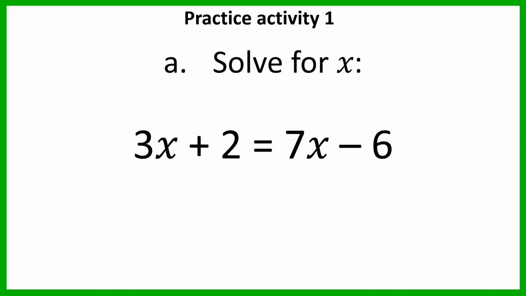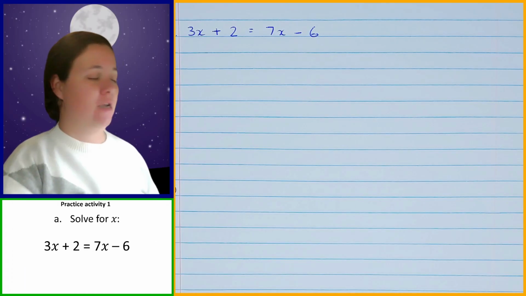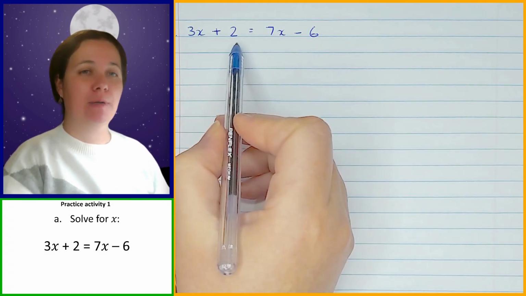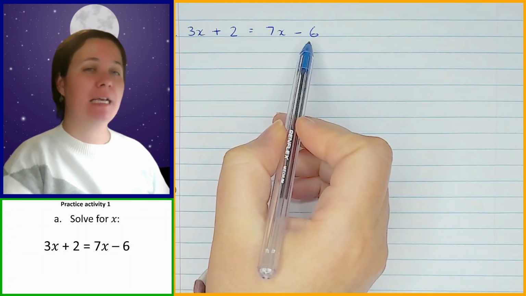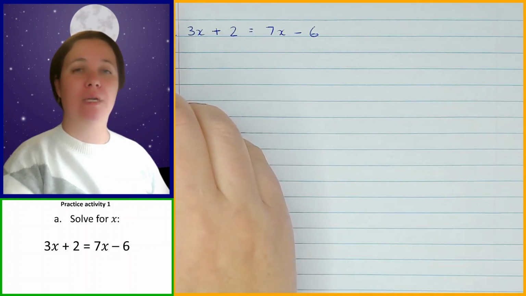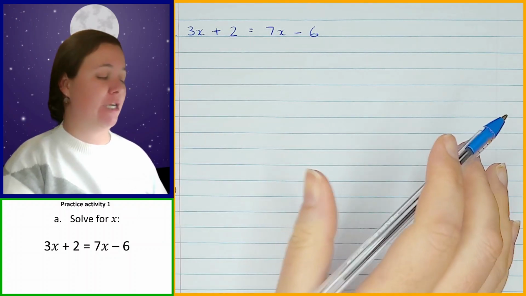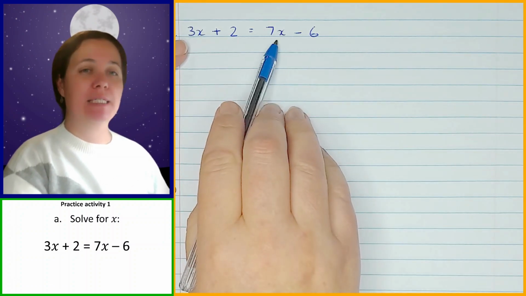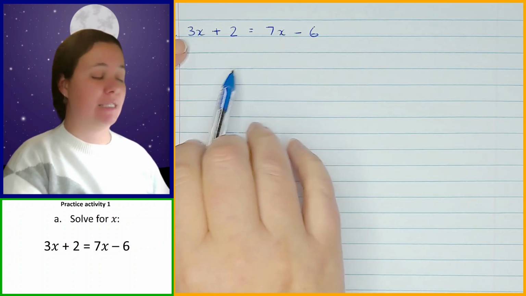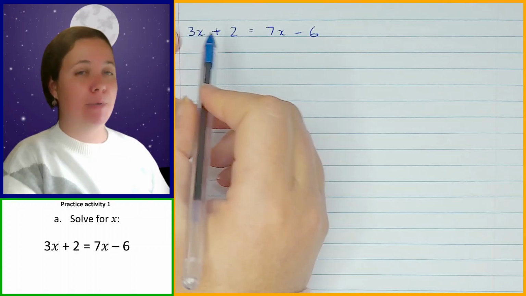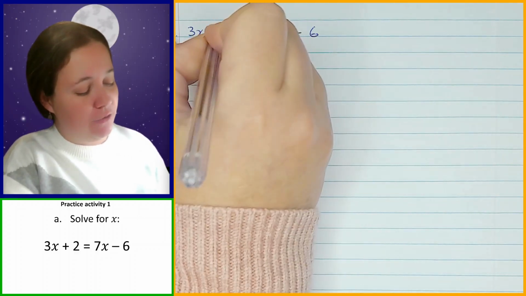Okay, so let's go through that and see what you should have got. Right, so first of all, I've got 3x plus 2 equals 7x minus 6. I need to get my x's all on one side of the equation and my constants all on the other side of the equation. So I'm going to get rid of the 7x on this side by subtracting on both sides. So that gives me 3x minus 7x, which gives me negative 4x.